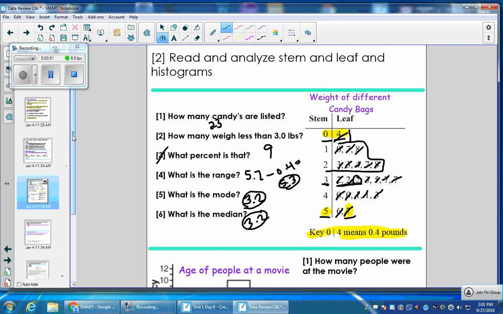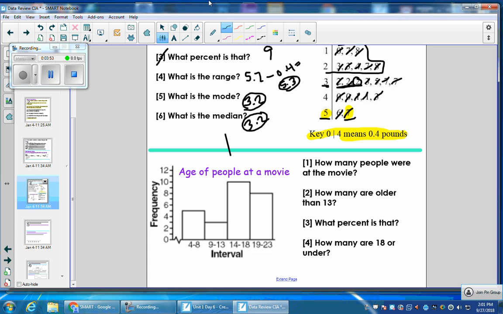The next type we did was histograms. And remember, the big thing we want to make sure we do for histograms is put the number up top. So that's 5, that's 3, that looks like 10, and that looks like 8. The reason we do this is because it makes these questions really easy to answer. So when we ask how many people were at the movie, we just total this all up. So 5 plus 3 plus 10 plus 8 is 26.